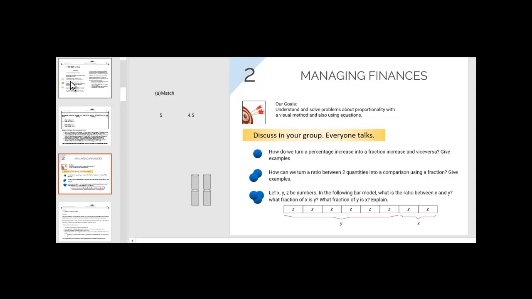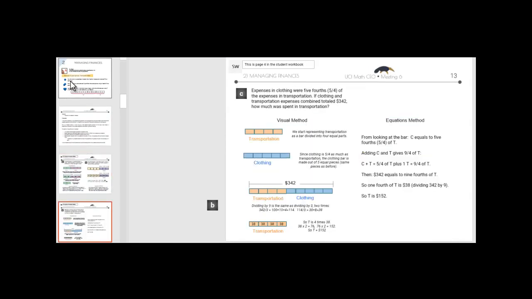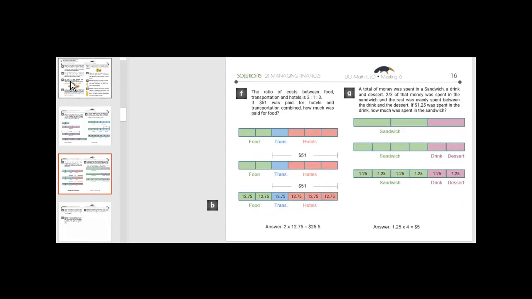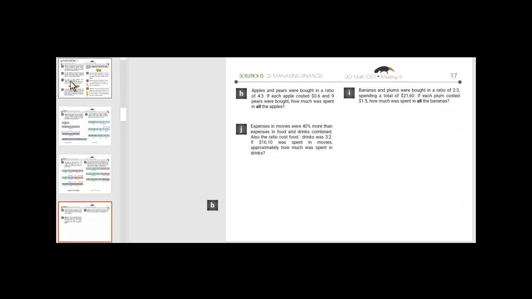And then managing finances is all about understanding and solving problems about proportionality, ratios or percentages, things that involve proportionality, using both a visual method and using equations. So in other videos, we'll explore these problems in detail. And so there's a lot of problems that you can pick up. You don't have to go through all of them, just choose some. And depending on how advanced your students are, you can choose the difficulty level. So I guess J and I are quite involved, but yeah.